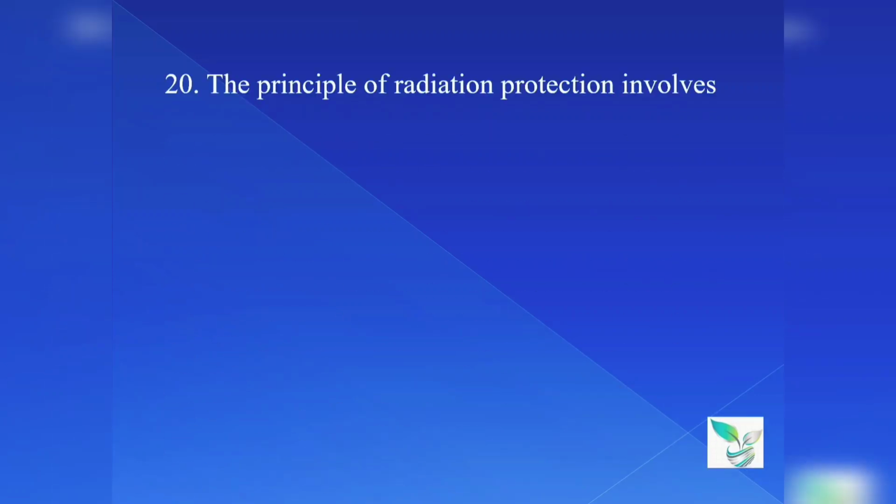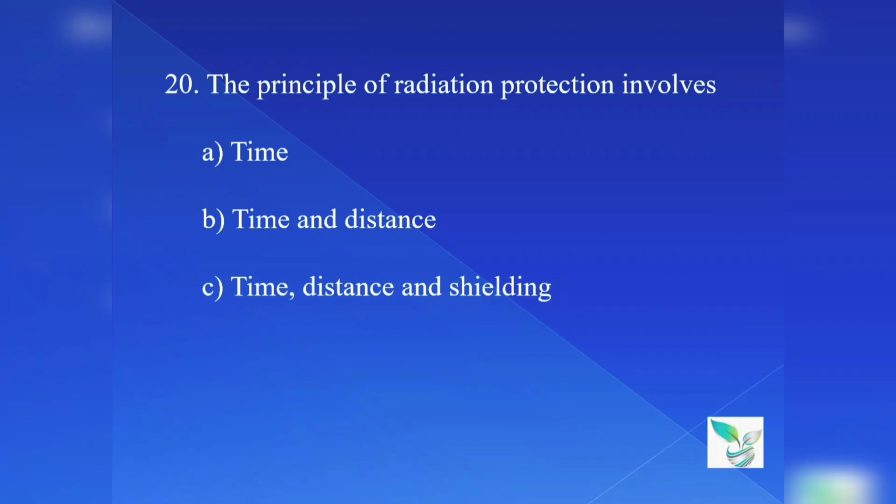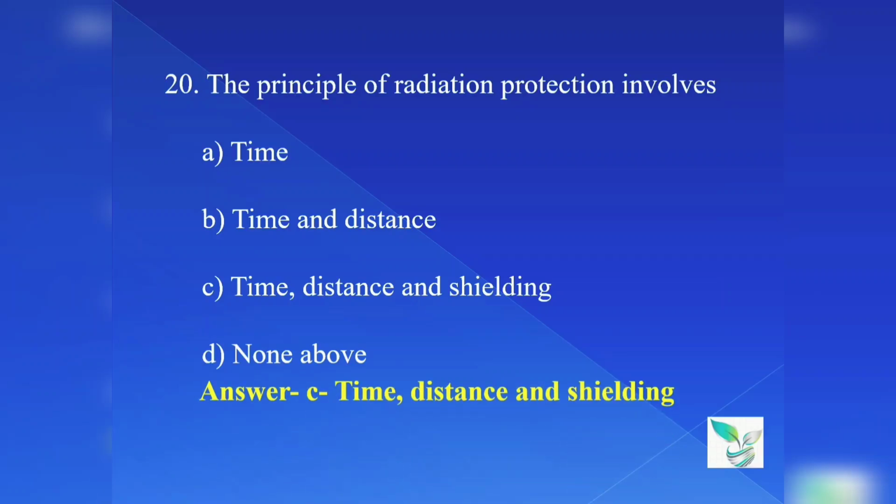Question number 20. The principle of radiation protection involves: option A, time; option B, time and distance; option C, time, distance and shielding; and option D, none of the above. The answer is option C, time, distance and shielding. Time means the time of exposure, distance is how far we move away from the area of exposure, and shielding relates to the materials we use for radiation protection, that is lead apron, lead gloves, lead goggles, all those things come under shielding.